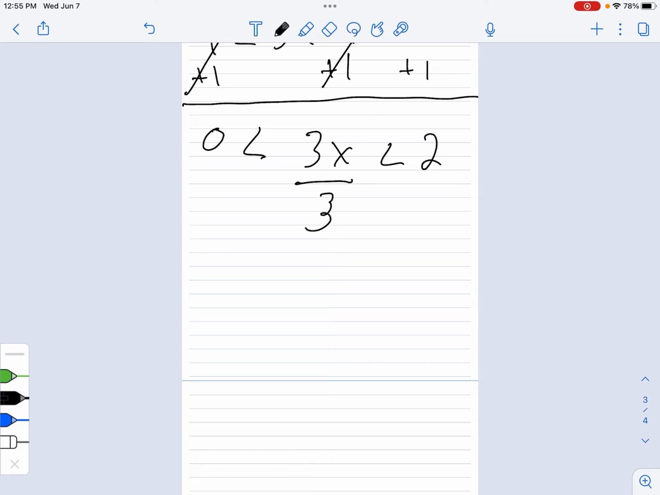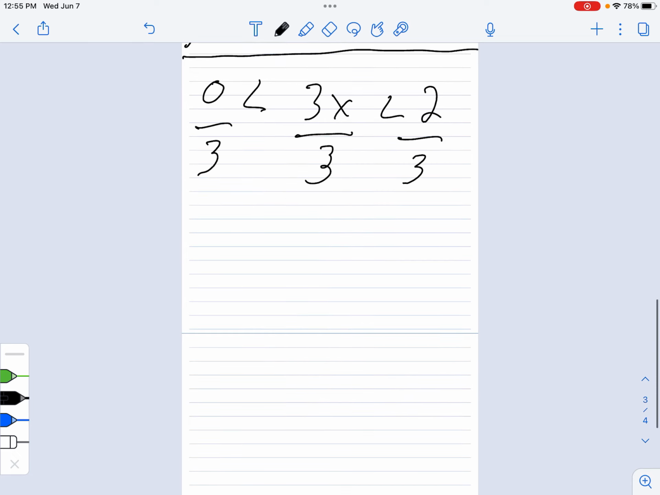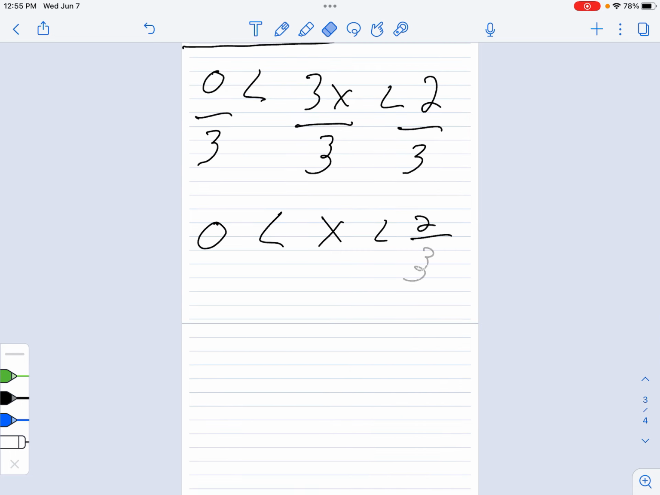I'm going to divide by 3, and the other sides of the inequality would be divided by 3 as well. So 0 divided by 3 is 0, 3x over 3 is x, and 2/3 stays as it is. And that would be our solution. The only thing you have to worry about when dividing or multiplying is when you're dividing or multiplying by a negative. When you divide or multiply by a negative, it changes the inequality sign, so just be aware of that.